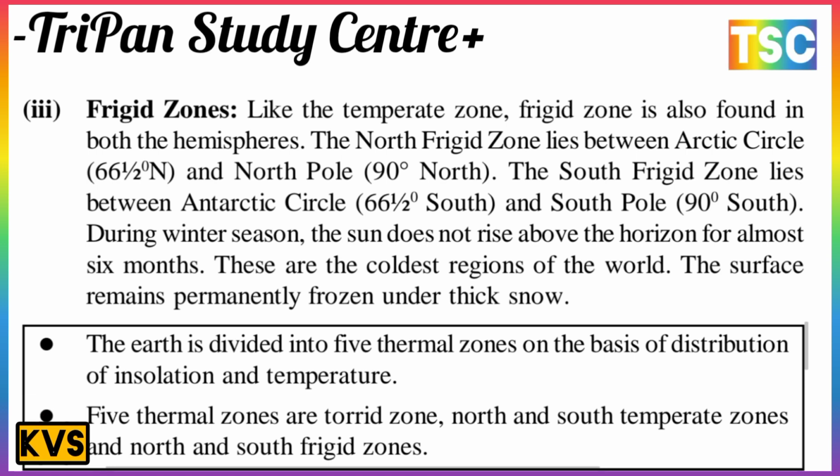The Earth is divided into five thermal zones on the basis of the distribution of insolation and temperature. The five thermal zones are the torrid zone, northern and southern temperate zones, and northern and southern frigid zones.